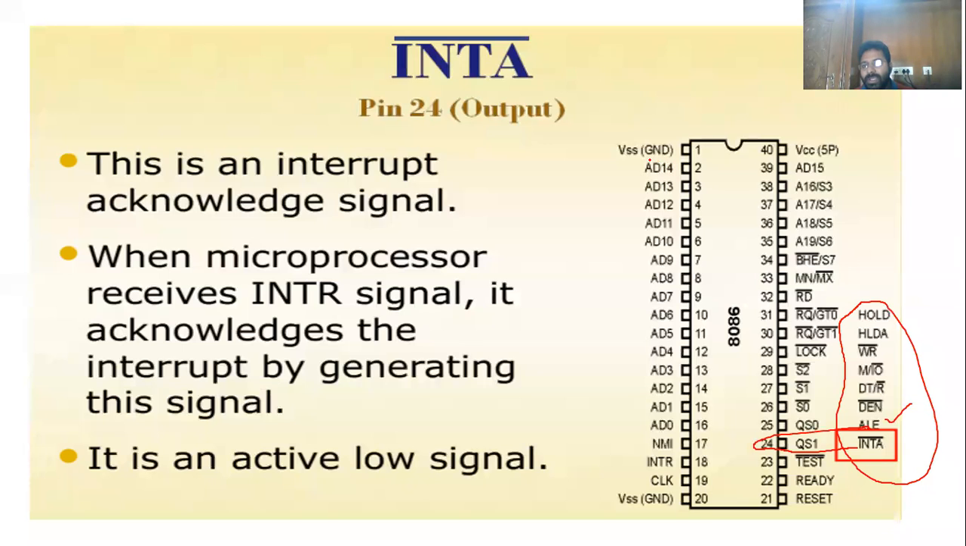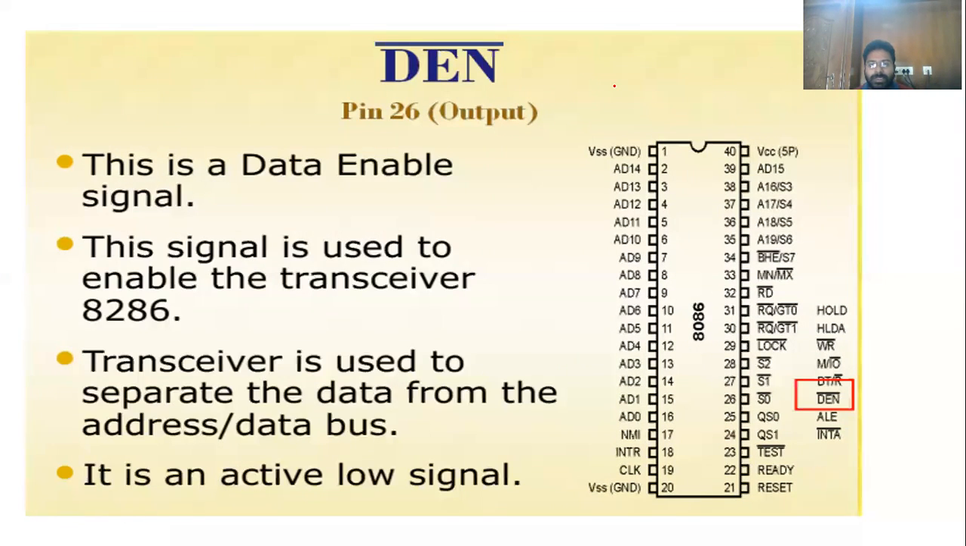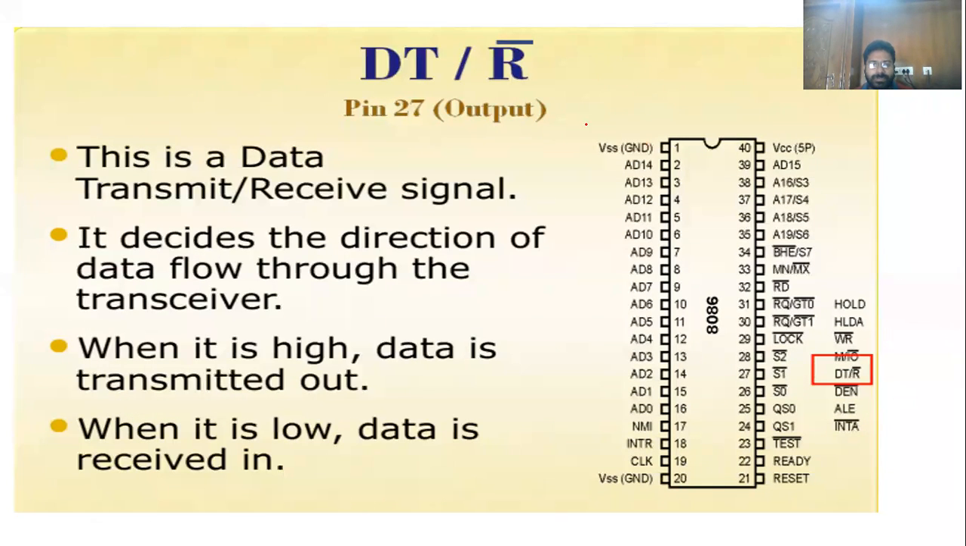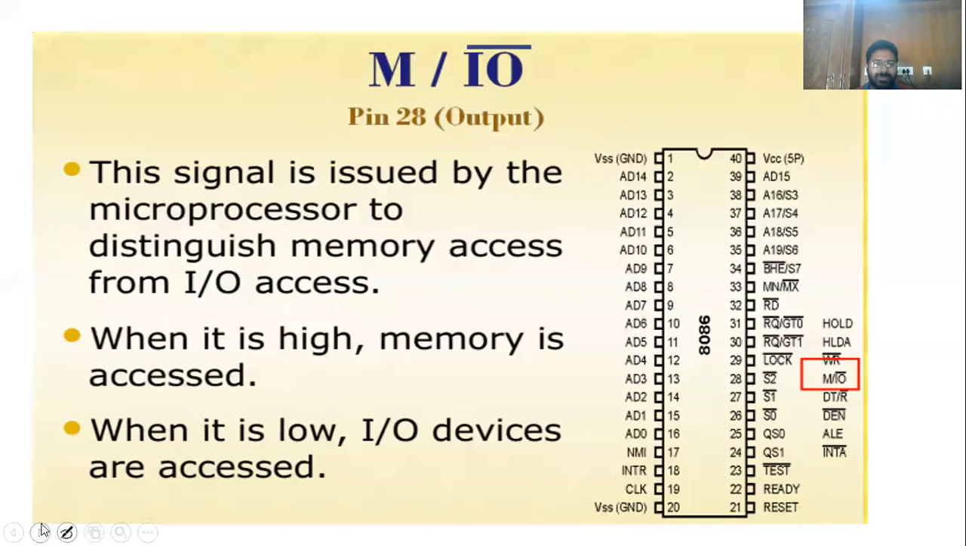Whenever you want to convert the address to the data bus, we use this address latch enable. So whenever you want to send data or receive data from any of the USB ports and other devices, we use this one. The next one is data transmit and receive. When you are connected to some input and output or external devices, whenever you want to transmit the data, you use data transmit, which is 1, or otherwise you can use it as a 0.